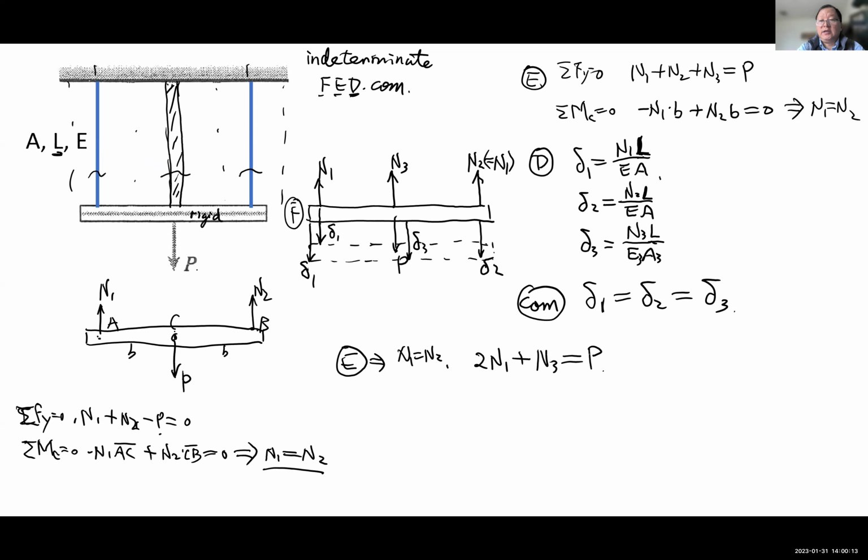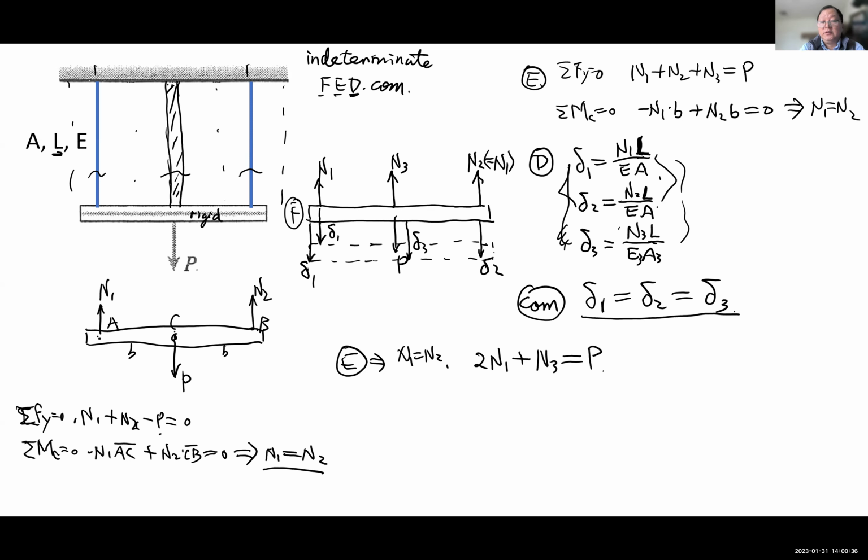Okay, so the elongation equations, we have all the three. You can take this relation into this relation. So what do we have? We know N1 and N2 are the same, right? N3, I'm sorry, wrong one. So N1 and N2 are the same, so they just basically repeat each other.